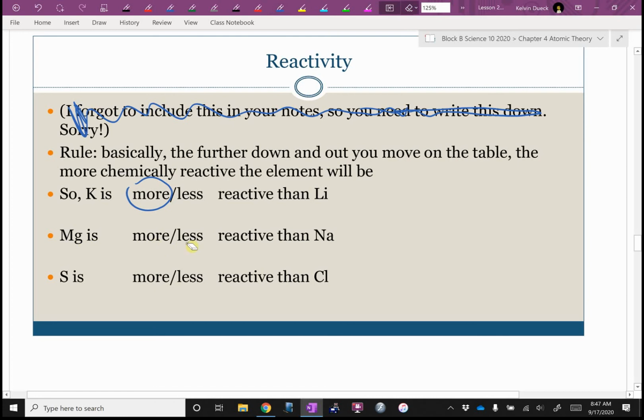Magnesium is more or less reactive than sodium? So again, as you move out and down, is magnesium inside sodium or outside sodium on your periodic table? Inside, so it's slightly less reactive than sodium. Sodium, if you drop it in water, it'll explode. Magnesium, if you drop it in water, not so much.